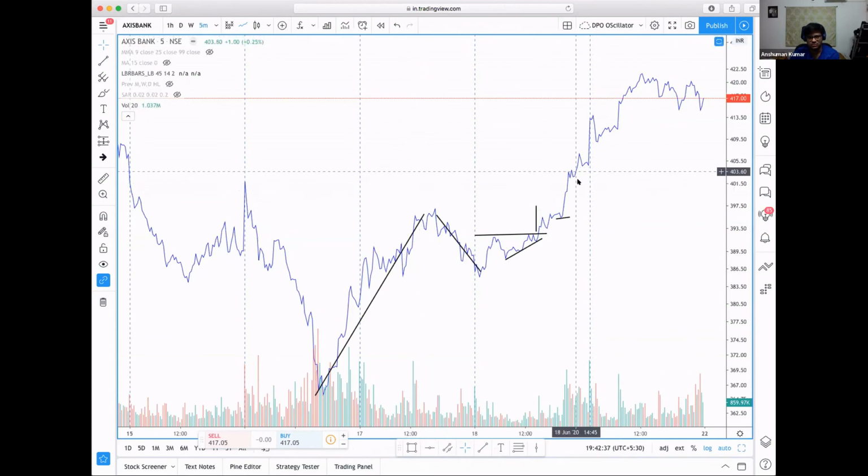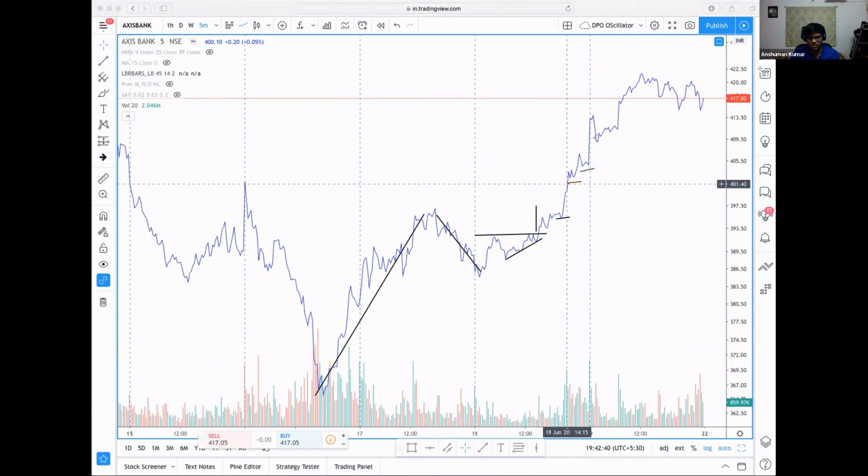Okay, so these are the points where you would want to put a stop loss. Now the interesting thing is, at this point here, your stop loss is actually taken out, which is around 417 rupees. Okay, so I hope I'm clear.